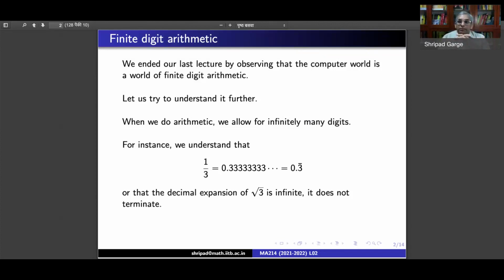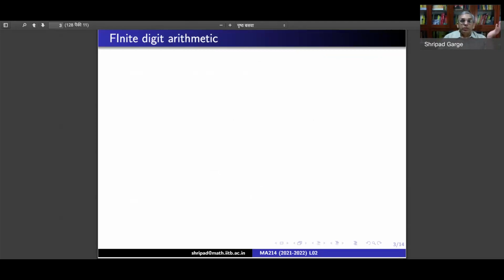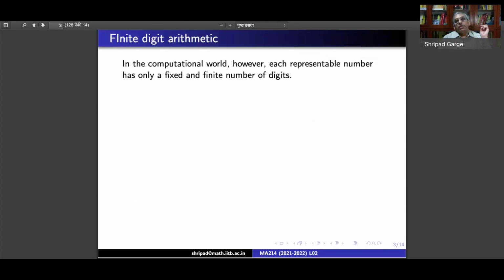In fact, many times we don't even go to the extent of writing the decimal expansions, because we work with the fraction 1 by 3, or we work with the number root 3. Those are the numbers we normally work with. But when we have to use the finite digit arithmetic of computers in the computational world, each representable number has only a fixed and finite number of digits. That's the limitation. What this means is that the numbers you can write down in a calculator or a computer are only rational numbers, because you have only finitely many digits.